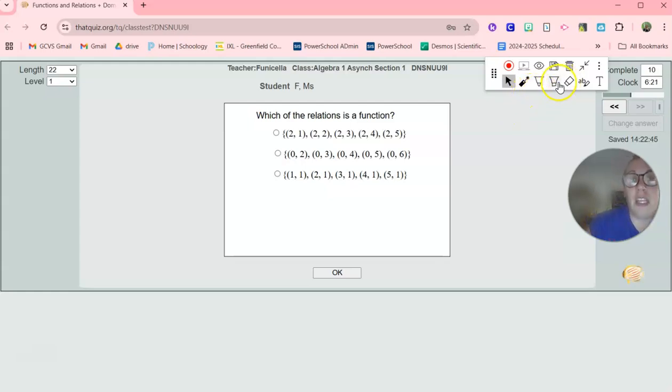Which of the relations here is a function? Well, in the first one, we have a bunch of 2's repeated, so that's definitely not a function. And then we have a bunch of 0's repeated, also not a function. But if we look at this one, our x's are 1, 2, 3, 4, and 5. They're all different, so that is certainly a function.